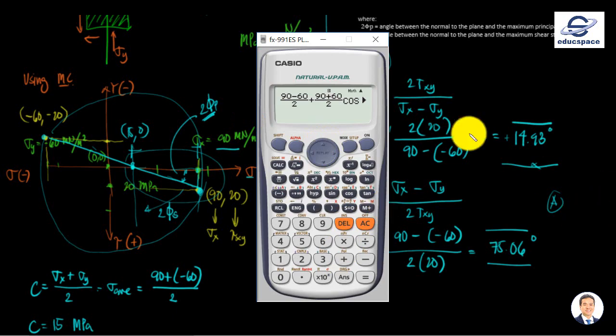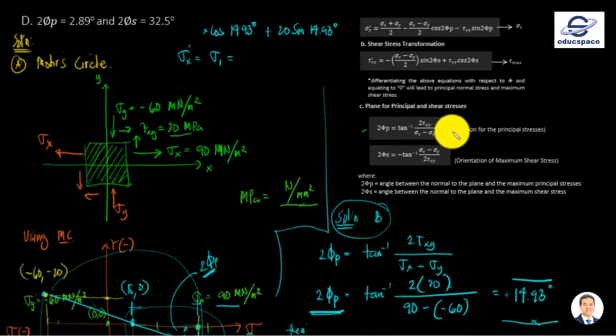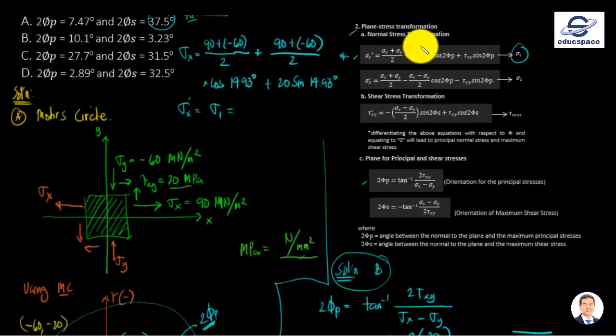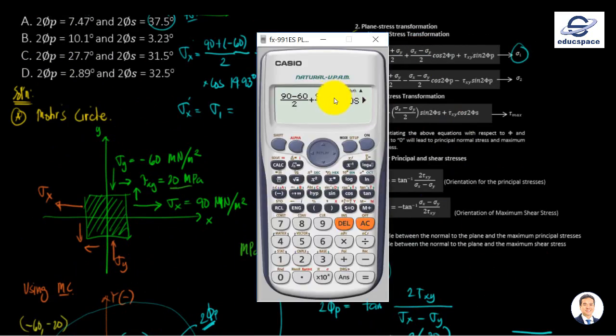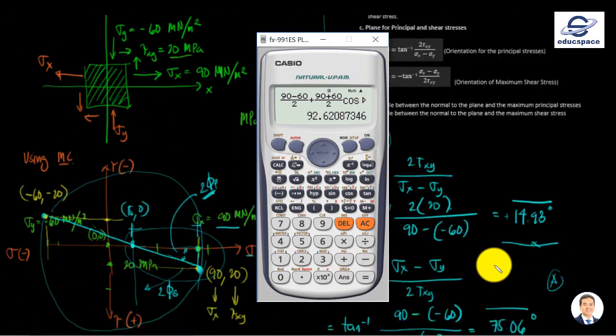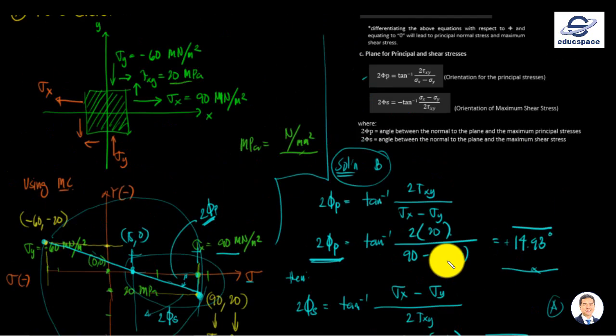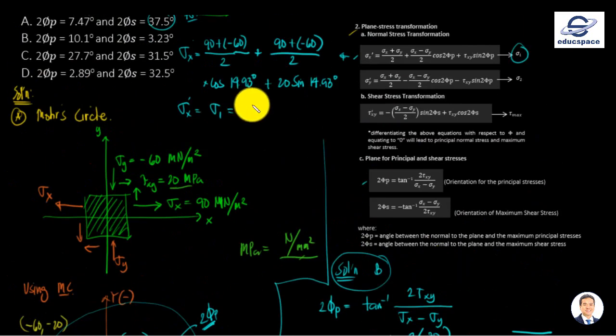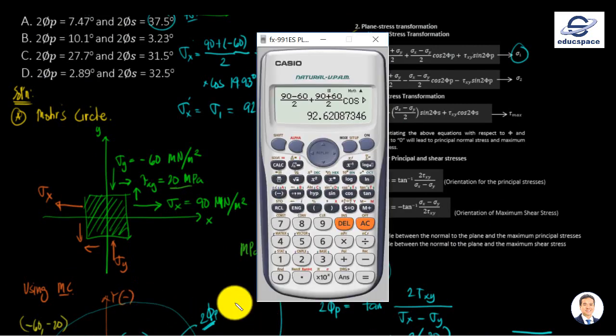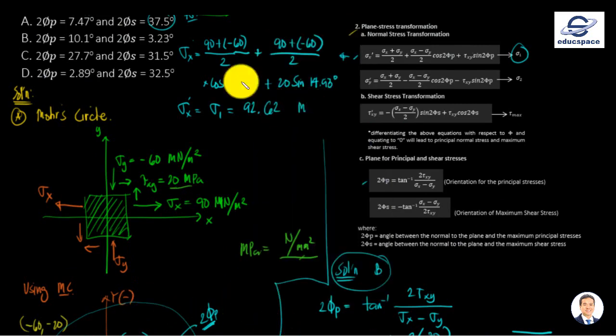Okay, plus. So take note dito sa formula, minus to. Minus. Okay, so this one must be plus, kasi minus multiplied by minus 60 is positive. So the maximum principal stress is 92. Okay, so lagay ko lang, maximum is 92 point something, 62 megapascal.